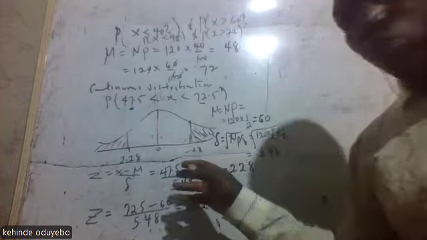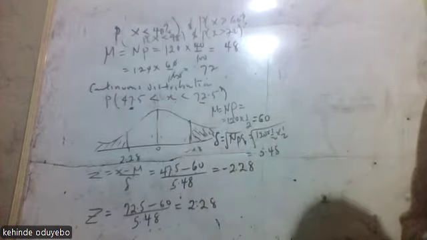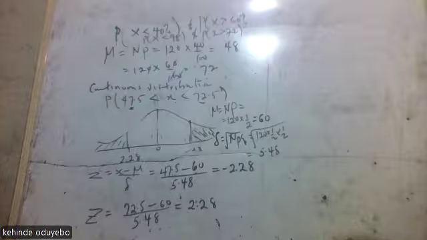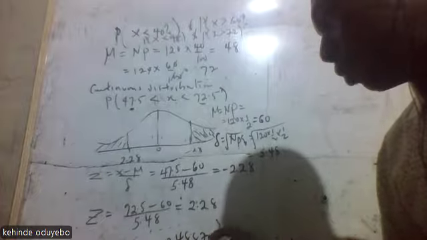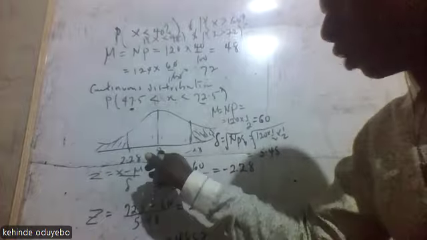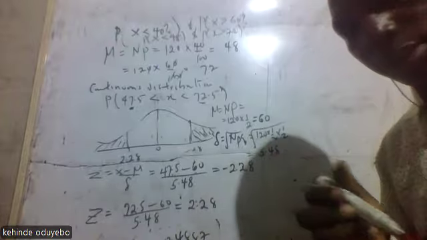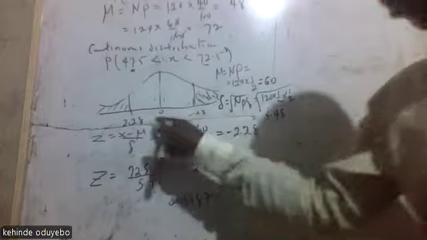Tell me what I'm going to do before you go ahead. I know you have gotten the value. What value did you get? 0.4887. So for me to get, that means 0.4887 is from where to where?